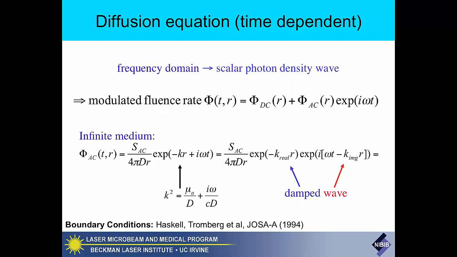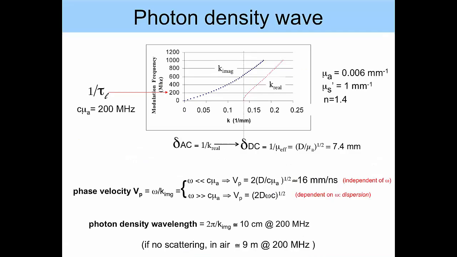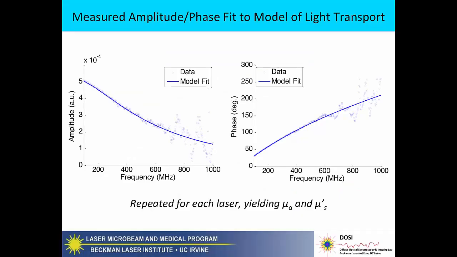So this is the infinite medium expression. And then you can do more math, and eventually you can get an expression that says phase is equal to, and amplitude is equal to. And in all of that, your free parameters are absorption and scattering. And you want to do that for the appropriate boundary condition. That's all in all these papers, the final distilled expression.